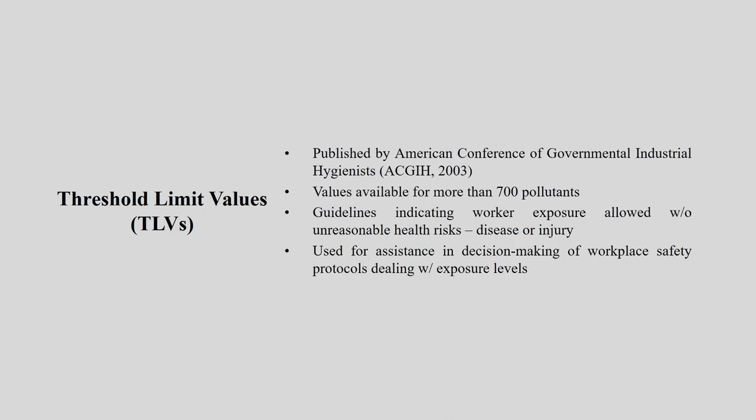Threshold limit value is very, very important. The American Conference of Governmental Industrial Hygienists publishes it, and values are available for more than 700 pollutants. You can use that reference and use any one of the values according to your requirement. So that is the threshold limit value. It is used to assist decision making in workplace safety protocols dealing with the exposure level.